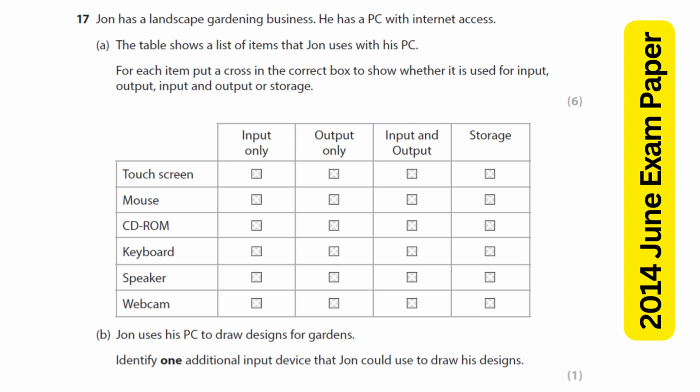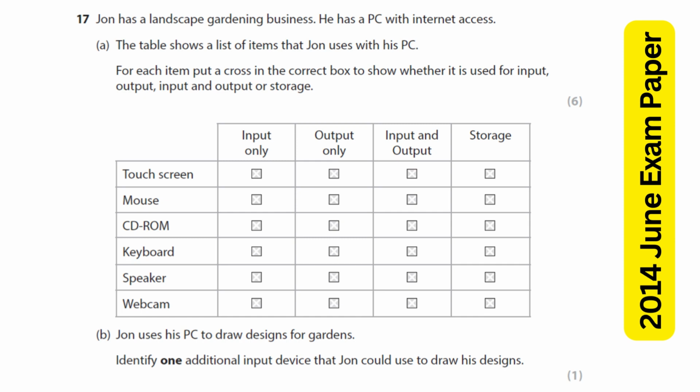The touch screen, it's an input and output device, right? The third column, you need to take the third column. And then a mouse is input only. CD-ROM is a storage device. And our next lesson is on media and storage devices, so you will learn about that in the next lesson. Next we have the keyboard, it's input only. Speaker is output only. Webcam is input only.